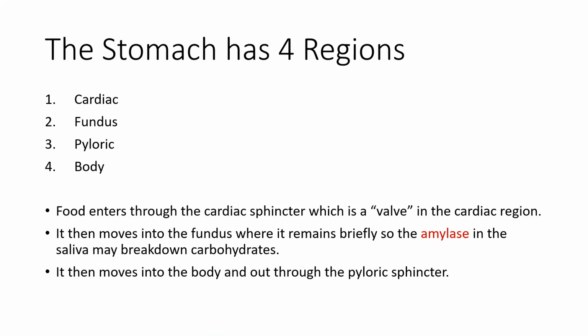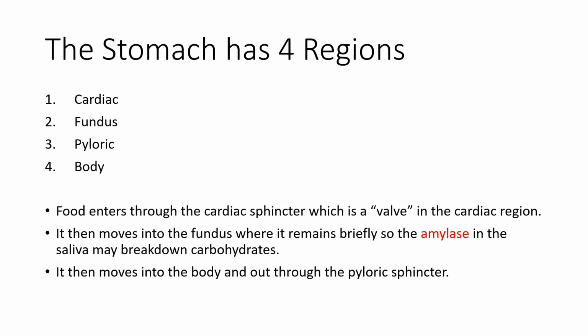carbohydrates. Amylase functions around a pH of 7 to 7.2. That's what we have inside our mouth. The pH in our stomach, down in the body of the stomach, is about 2, not 7.2, but 2. It's very acidic. Amylase, as an enzyme, can't function with that low a pH. So we push it into the fundus. And then from there, it will be churned throughout the rest of the stomach.